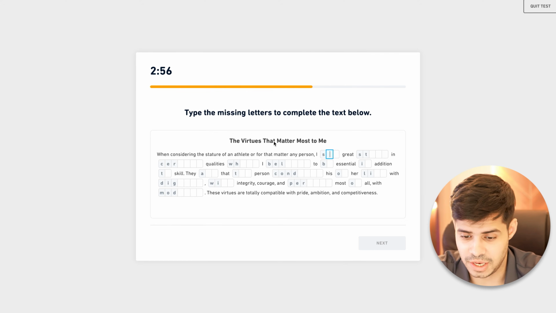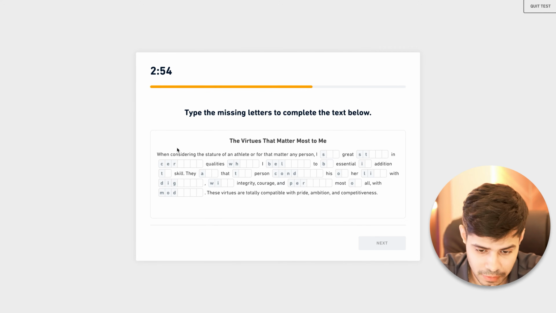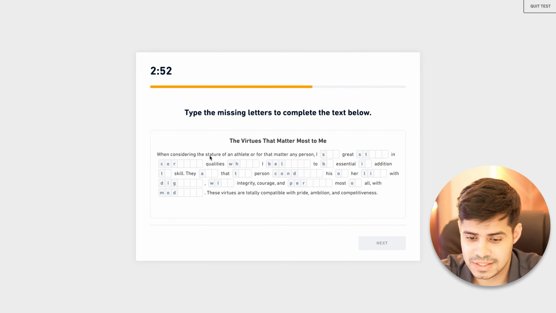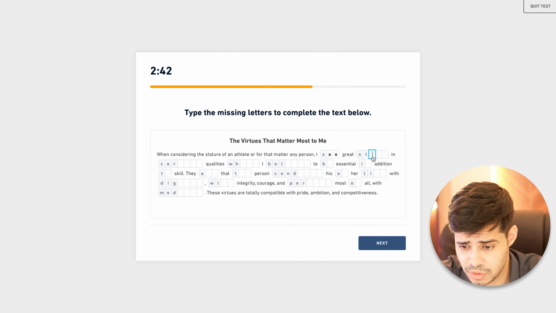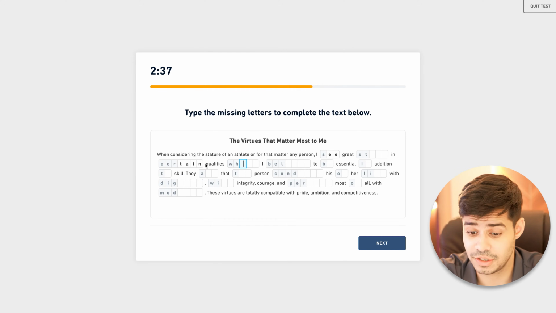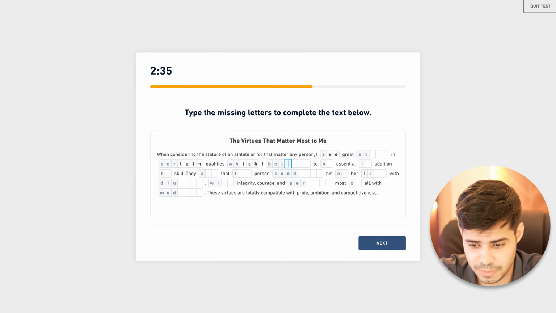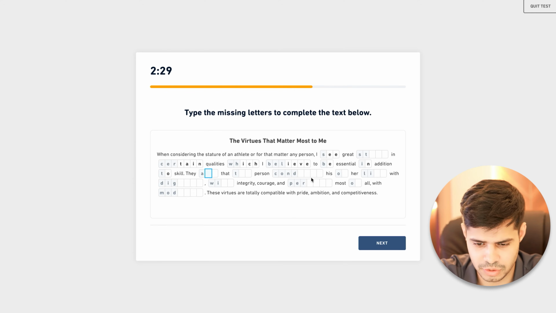Type the missing letters again. Okay, the virtues that matter most to me. When considering the stature of an athlete, or for that matter, any person, I see great. Let's see. I see great in certain qualities, which I believe to be essential in addition to skill. I see certain, let's see, I'm not sure.